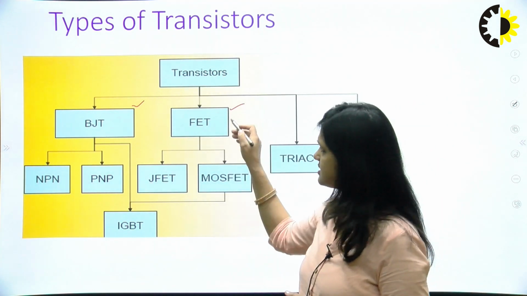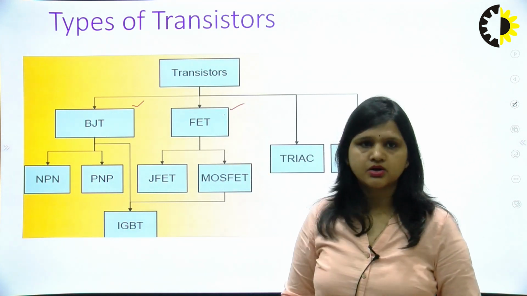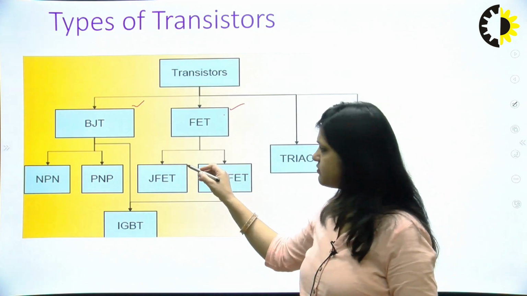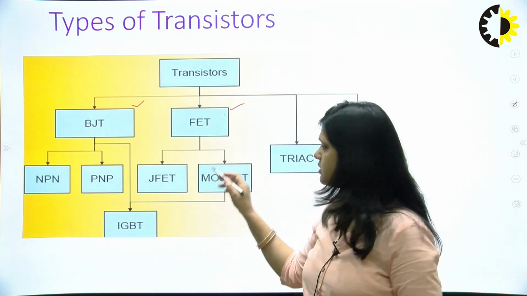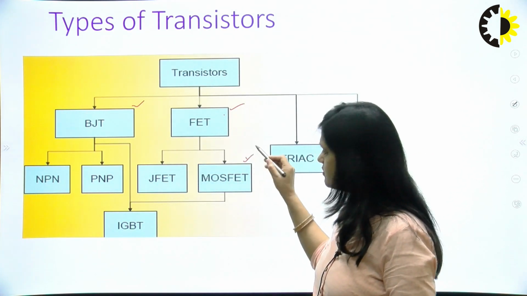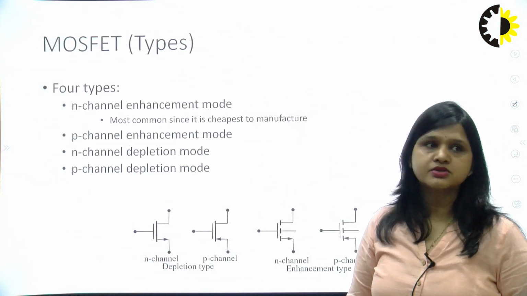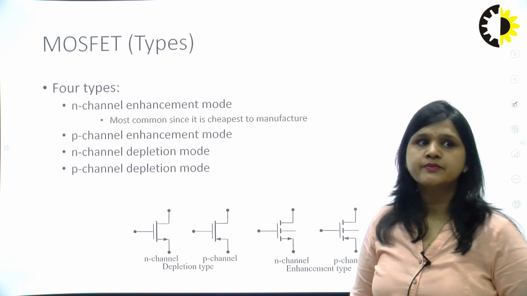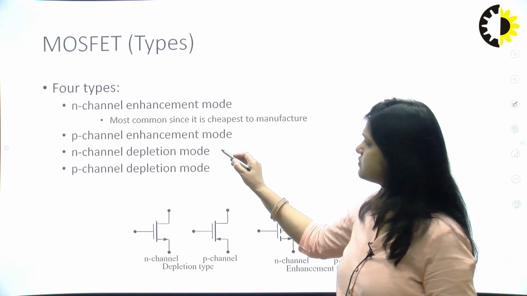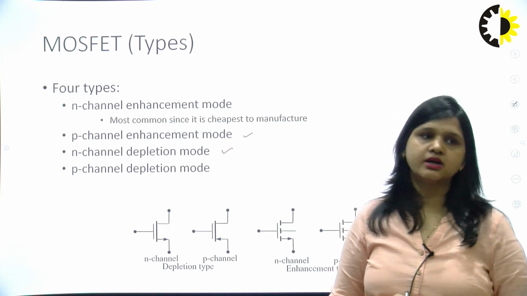In this lecture we will focus on the FET part only. FET is further classified into JFET and MOSFET. Again, we will discuss only MOSFET. Further, the MOSFET is categorized into two categories. One is known as the depletion type MOSFET, and another is known as enhancement type MOSFET.